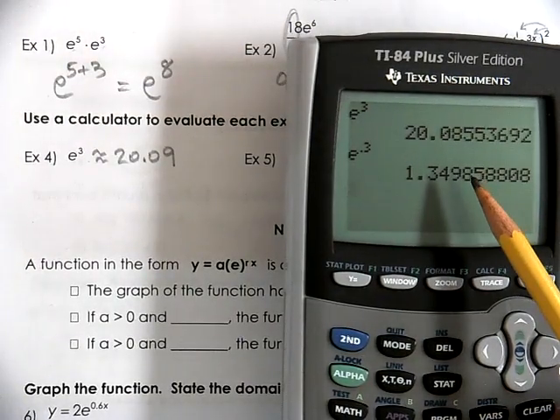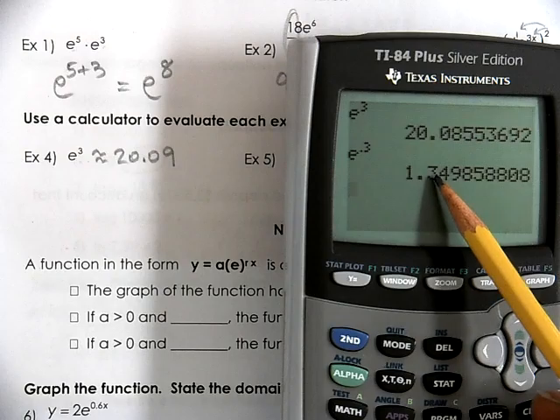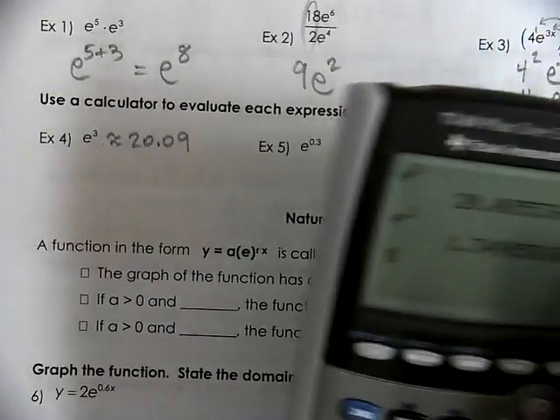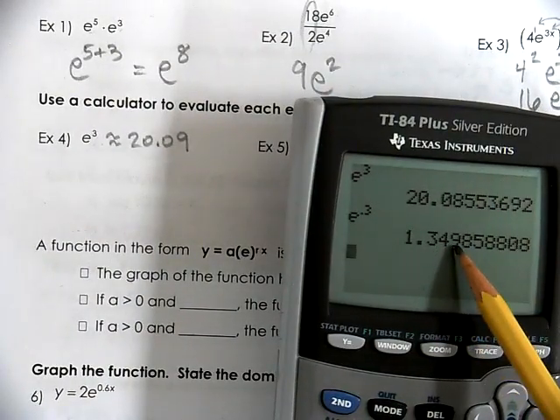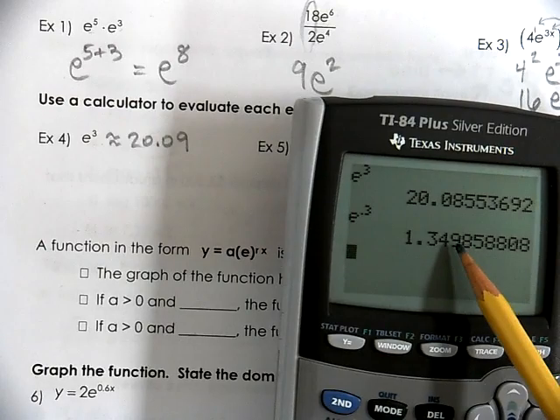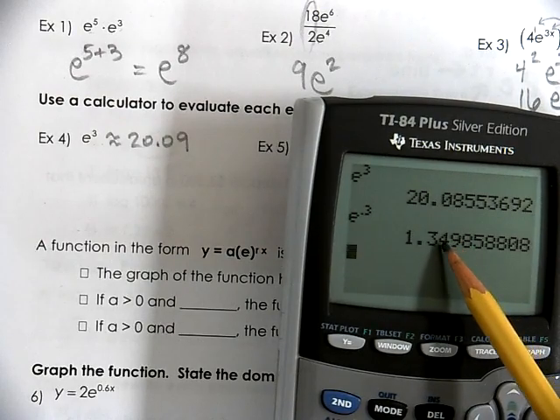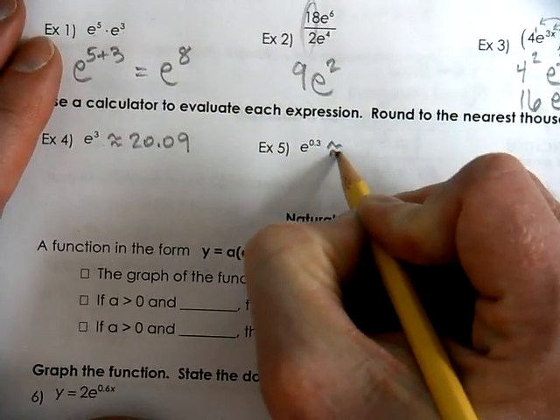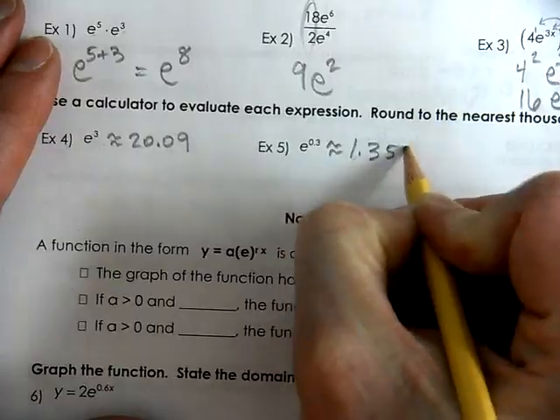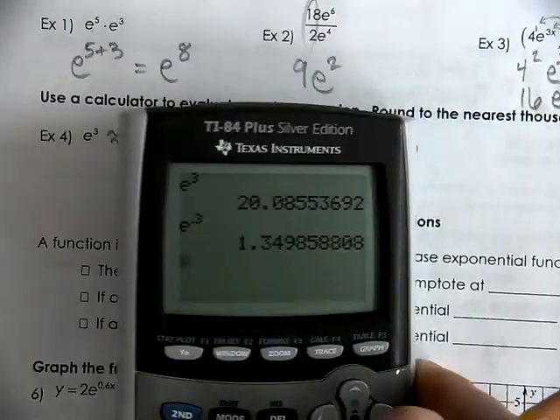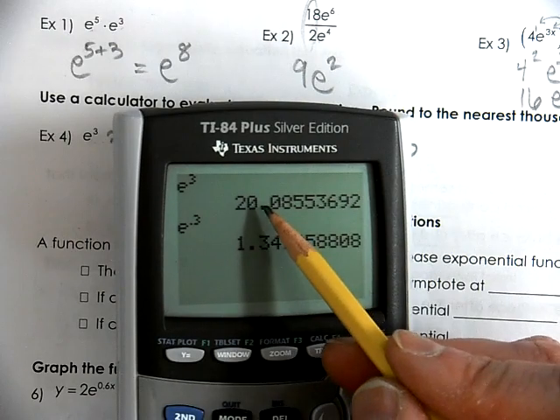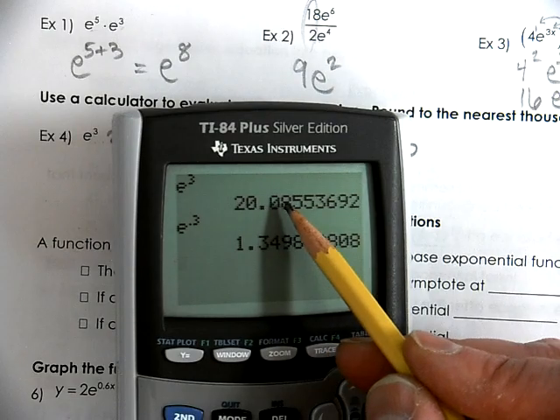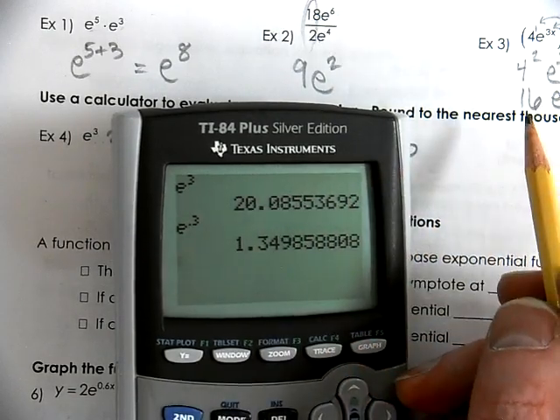1.3. If we're rounding to the nearest thousandth, let's take a look again. Tenths, hundredths, thousandths. The 8 is going to make this a 10. The 10 is going to make this a 5. So 1.350. And if we look back at this one, to the thousandths, this would be 0.86 to the nearest thousandth.